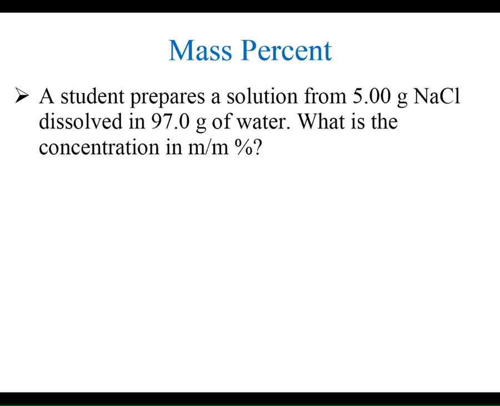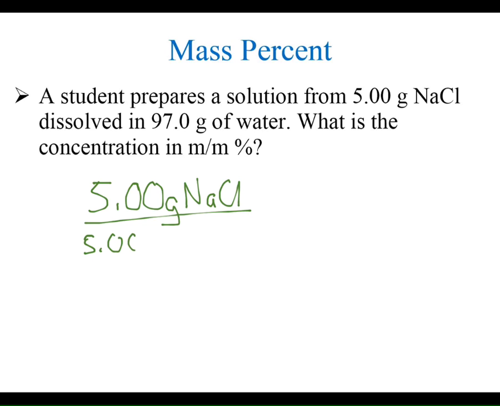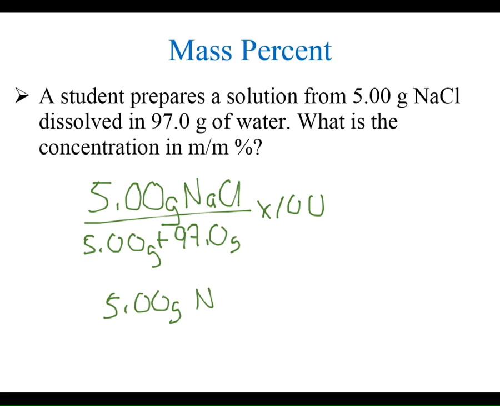Oh, you hate sig figs, don't you? 5.00 grams. Okay. Sodium chloride over what's the total then? 5.00 plus 97.0, right? So I'll just write it in here the first time. Grams times 100. So yes, 5.00 grams NaCl.